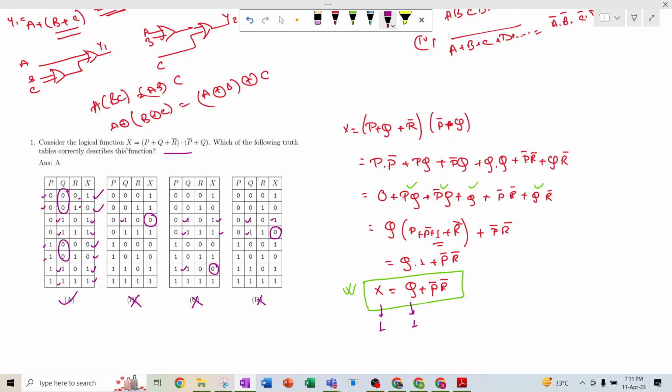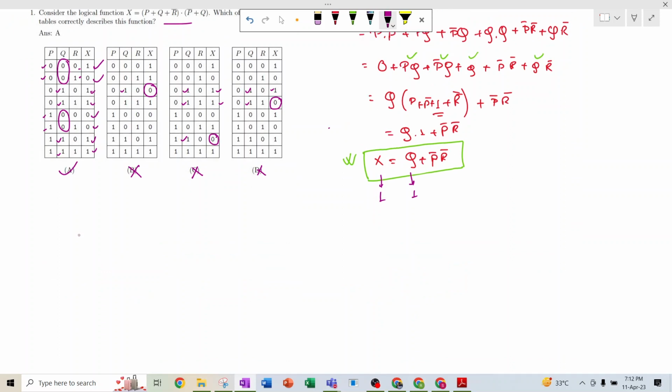So at first you should simplify the Boolean expression into a much simpler form, and from there, by doing some analysis like what I have done, that it is q plus p bar r bar, that means whenever q is 1, the output should be 1. By this analysis only I looked at each option and chose the correct one. So this is the first question.